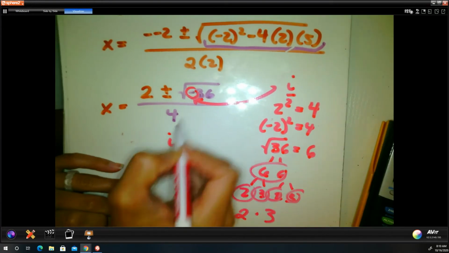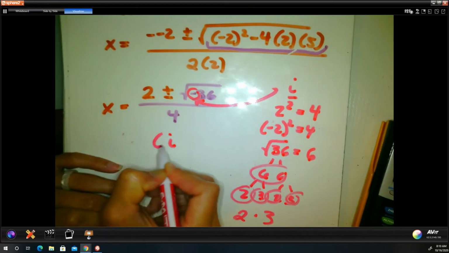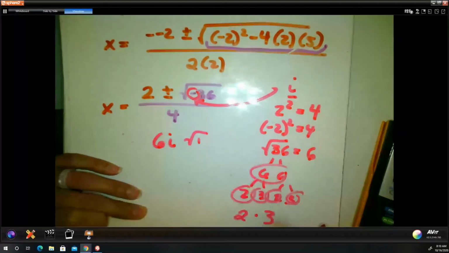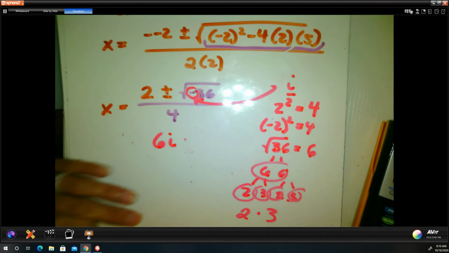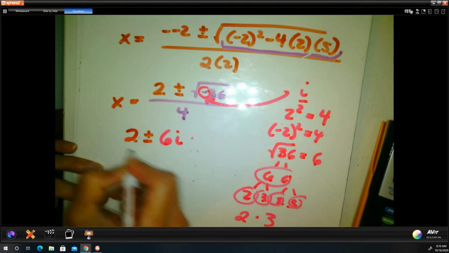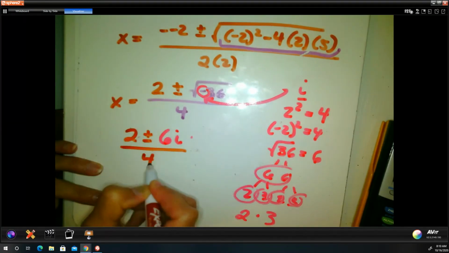Any way you look at it, this is going to have a 6 that comes out. So I write that as 6i. There's nothing left in here. There's just a 1, and the square root of 1 is nothing. So that goes away. And then I just want to bring down the rest. So I have 2 plus or minus 6i divided by 4.